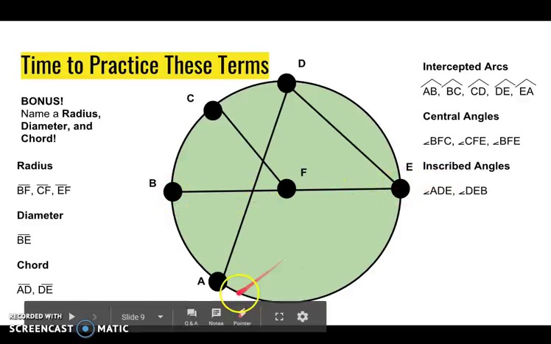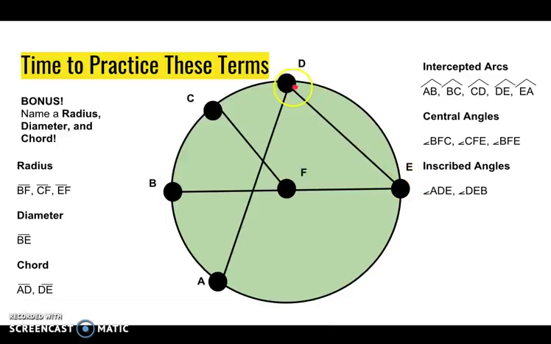Okay? And then for chords, I've got this AD because it goes from one end clear to the other end, but it doesn't go through the center. And then I've got DE, which also goes from one end to the other of the circle, but it does not go through the center.